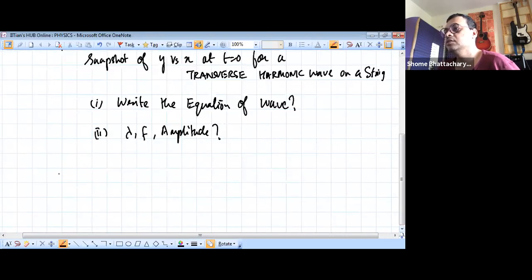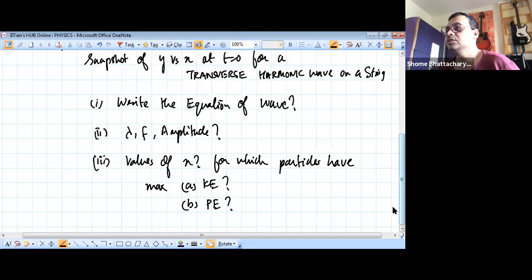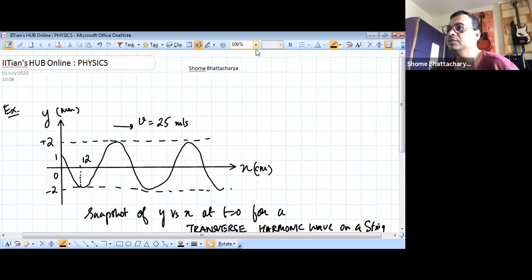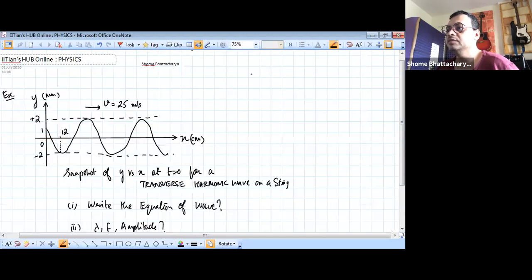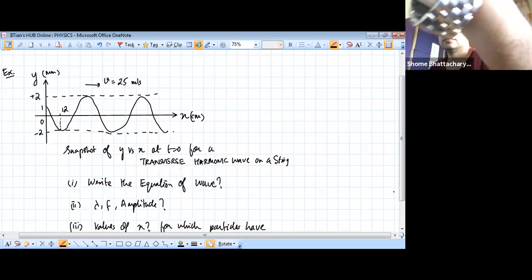And we have to also find values of x for which the particles have maximum kinetic energy, potential energy. Okay, so through this only we'll explore that concept also, and I'll discuss more about the energy propagating through a transverse wave, and then eventually we'll discuss longitudinal waves and standing waves and things like that also. So just start with this question. Hopefully others will join in by then.